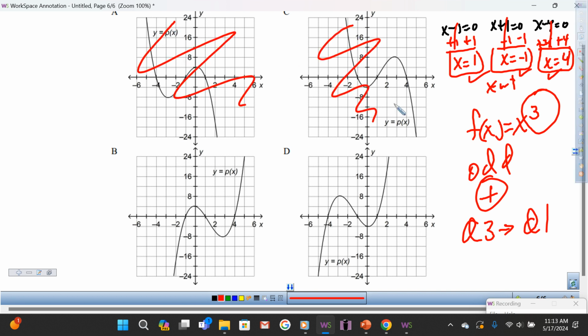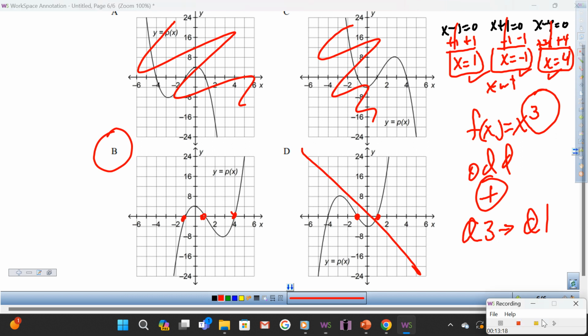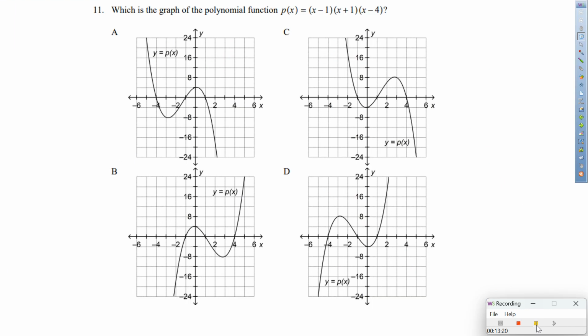We already eliminated those. So now let's check our intercepts. 1, negative 1, and then positive 4. No, not this one. 1, negative 1, positive 4. Correct answer is B. Send me your notes. From 1 to 5, how comfortable are we so far? We're getting there, right? You're like, Q, give us 3 of these finals. Let's go.